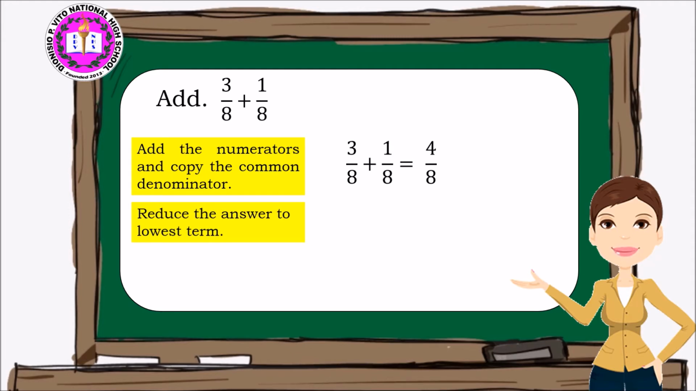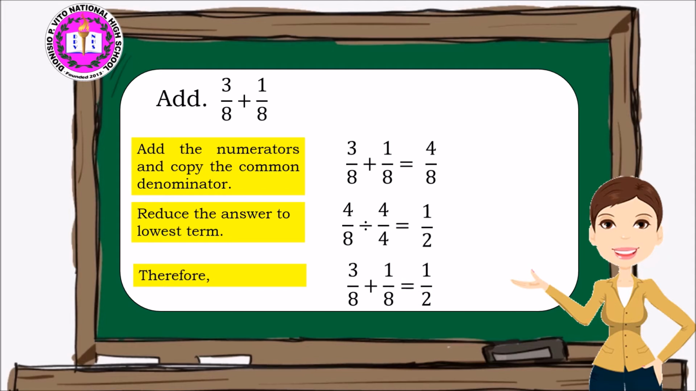Then we're going to reduce the answer to lowest term. So we have 4/8 divided by 4/4. So we have 4 divided by 4 is equal to 1, and 8 divided by 4 is equal to 2. Therefore, 3/8 plus 1/8 is equal to 1/2. Another example.